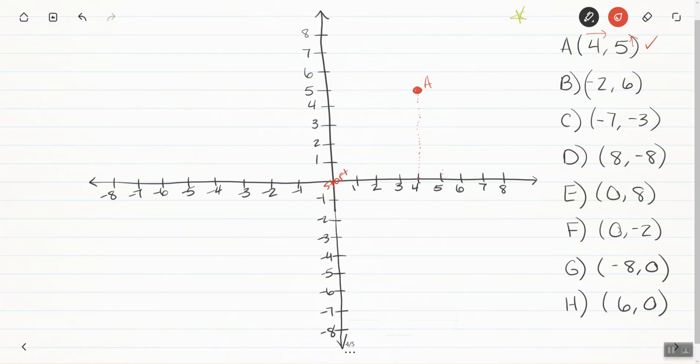If I do point B, I'm still going to start back in the middle, but I have to start by going backwards to -2. So I'm going to go from here, and then it's +6. So I'm going to go up to 6. So there's letter B.